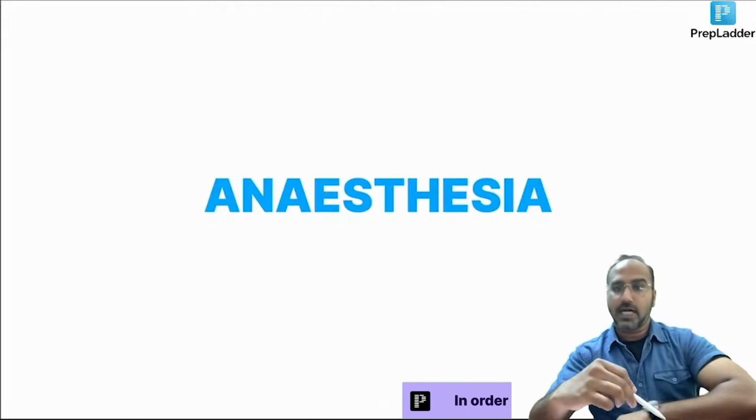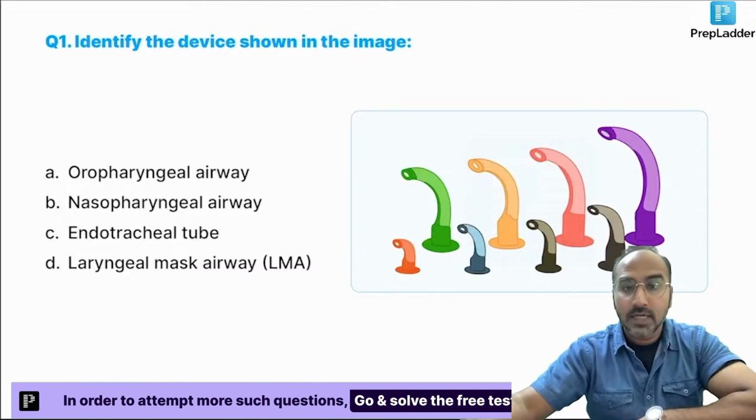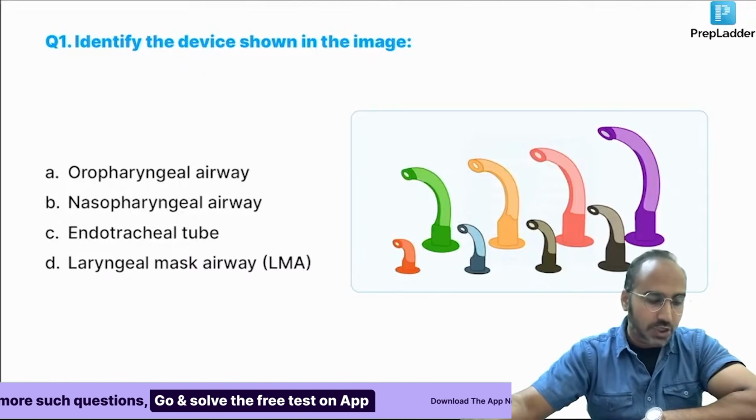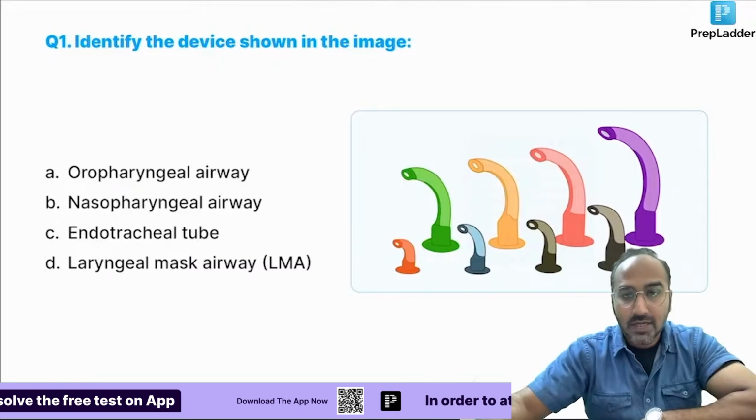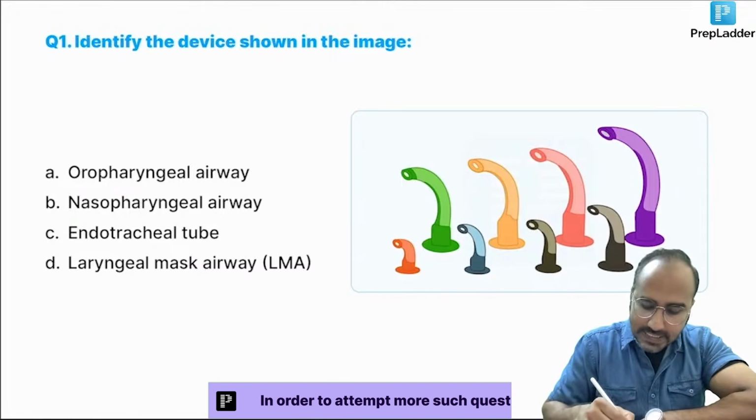Okay guys, we'll start with the first question. Identify the device which is shown in the image. Come on guys, what is the device which is being shown in the image? This is a Goodell's airway.